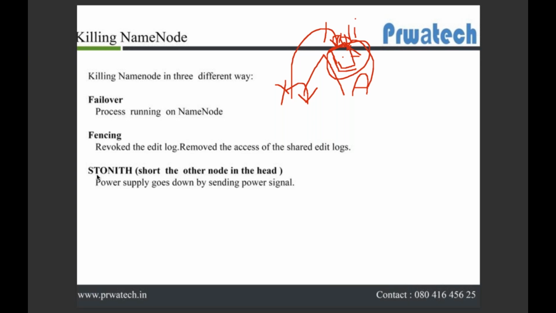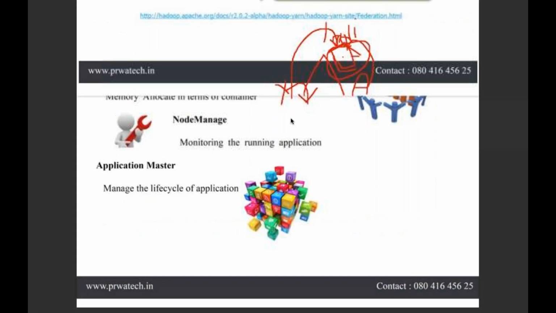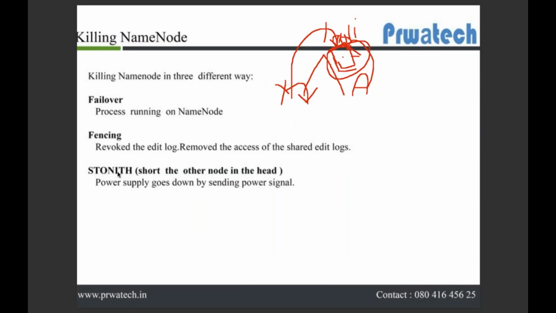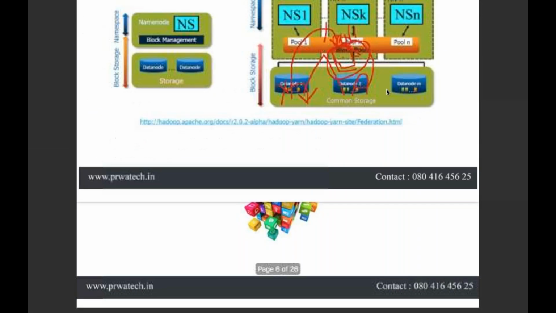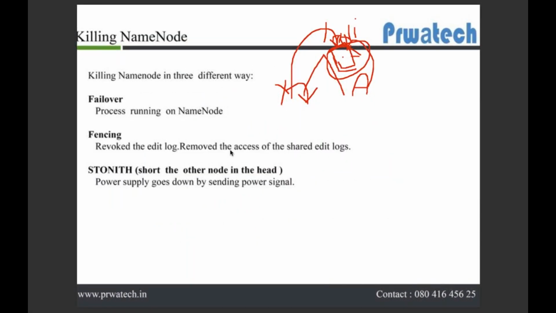What is next? STONITH. In the worst condition, if this name node is not dead, if this node is still active, the third and final option is to shoot the other node in the head. Whenever your laptop misbehaves and does not follow your commands, you cut the power supply, restart the machine, and see how it works. The same thing happens here. You send a higher power signal to take it down, and once the power signal is stopped, it automatically stops working. So these are the three different approaches to kill the name node.